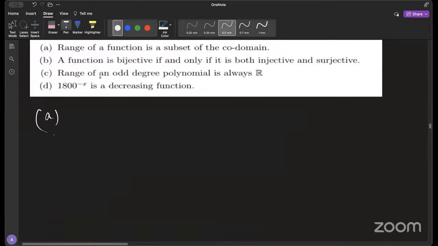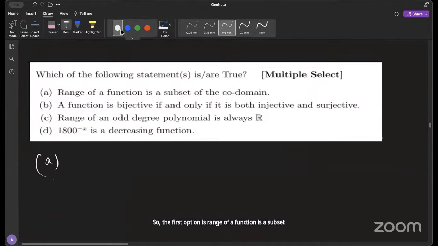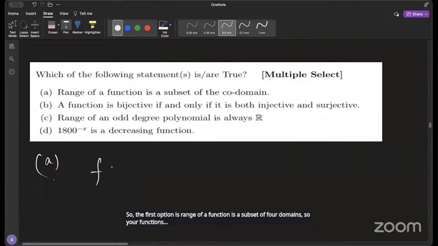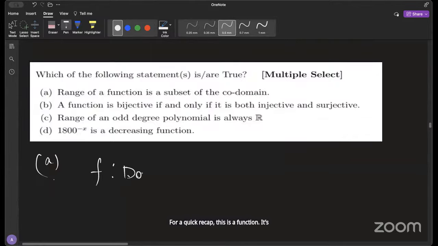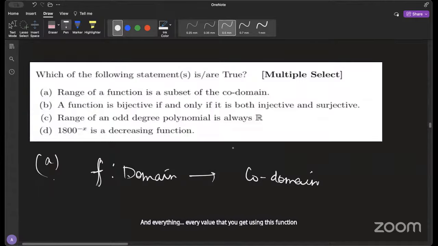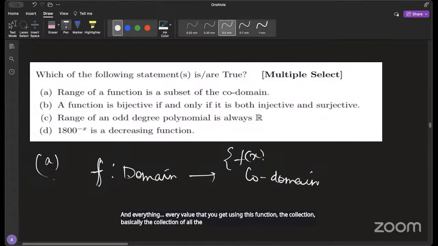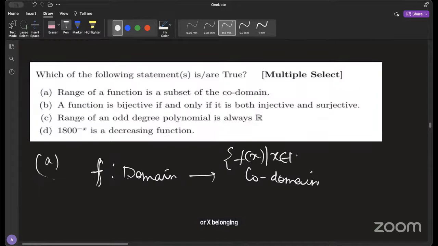So the first option is: the range of a function is a subset of the codomain. For a quick recap, this is a function defined on a domain, and this is the codomain. Every value that you get using this function, the collection of all the f(x) for x belonging to the domain, is called the range, which is a subset of the codomain.